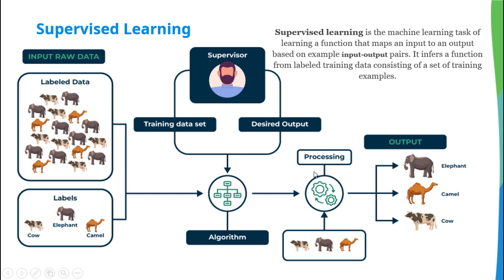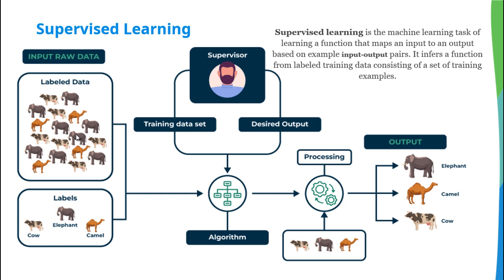So this is called a label. This one has a label already. Again, we have the cow label, the elephant label, the camel label. So this is labeled data. We call them the target variable or class.